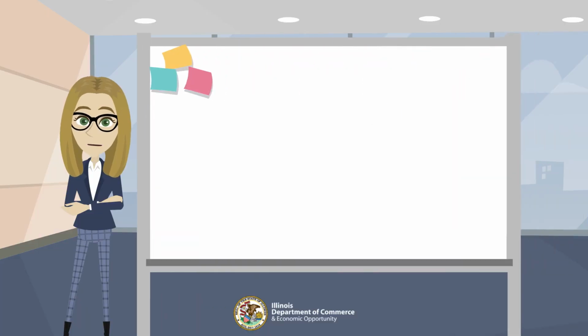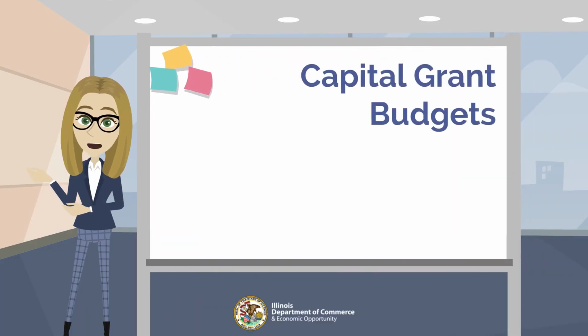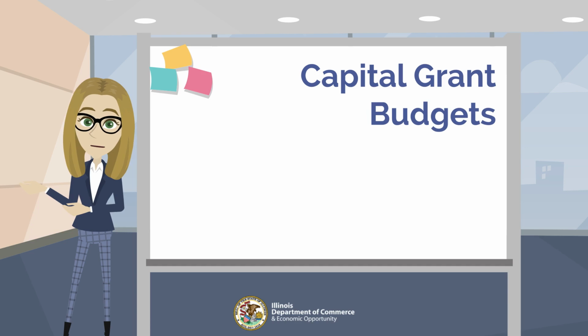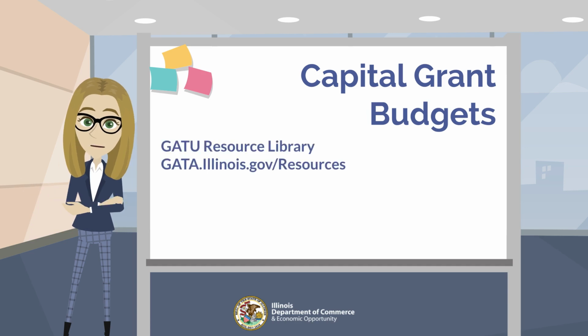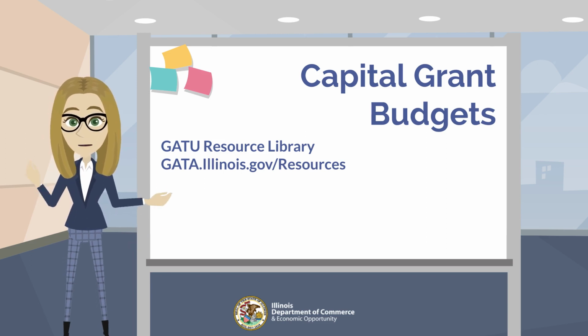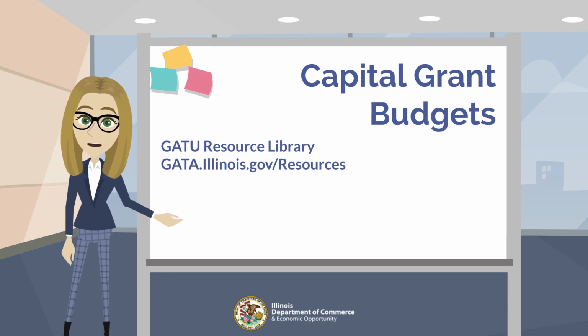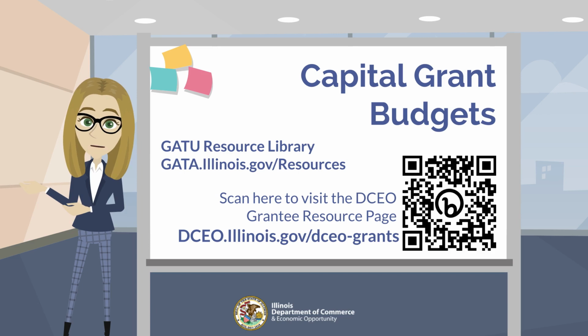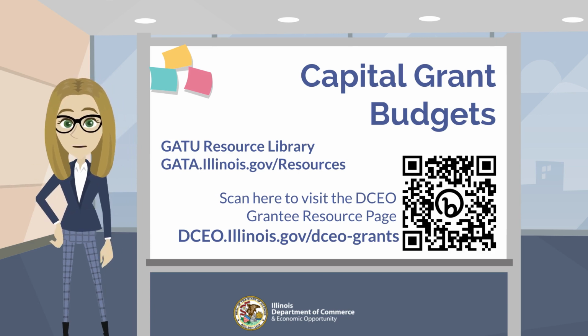You can learn more about the capital grant budget, as well as other grant-related topics, by visiting the GAT2 resource page at the web address shown here. GAT2 stands for Grant Accountability and Transparency Unit, which is part of the Governor's Office of Management and Budget, also known as GOMB. You may also visit DCEO's Grantee resource page by scanning the QR code with your mobile device or enter the web address shown below.